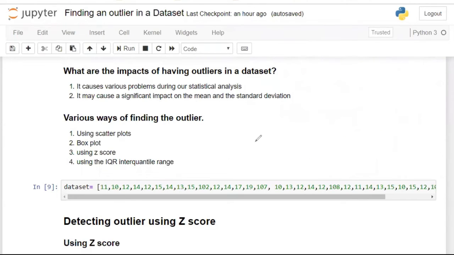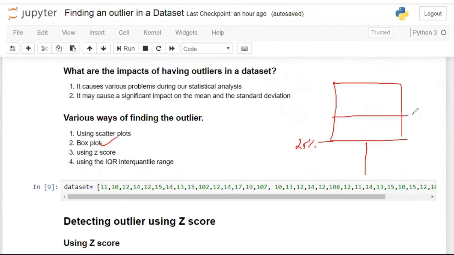Now, similarly, a box plot is nothing but this kind of box. This will be my 25 percentile, this will be your 50 percentile, and this point will be the 75 percentile. Anything above this over here will be your outliers. So this is one example of a box plot.